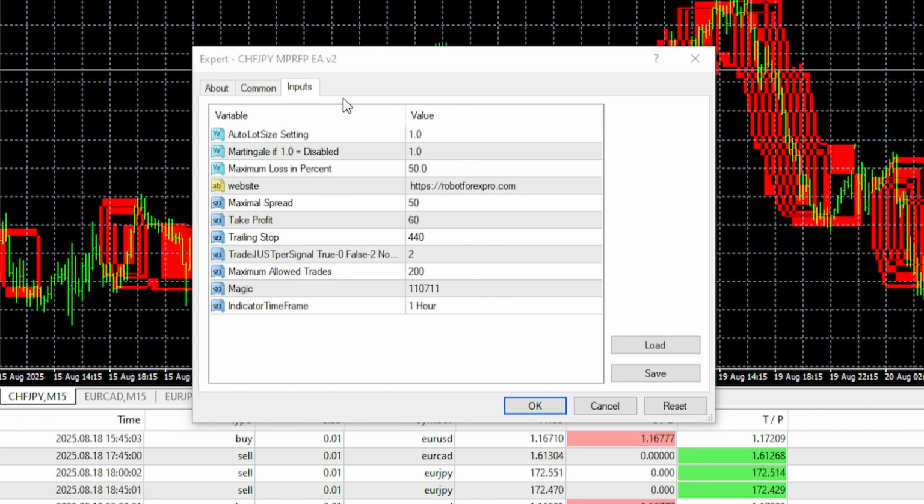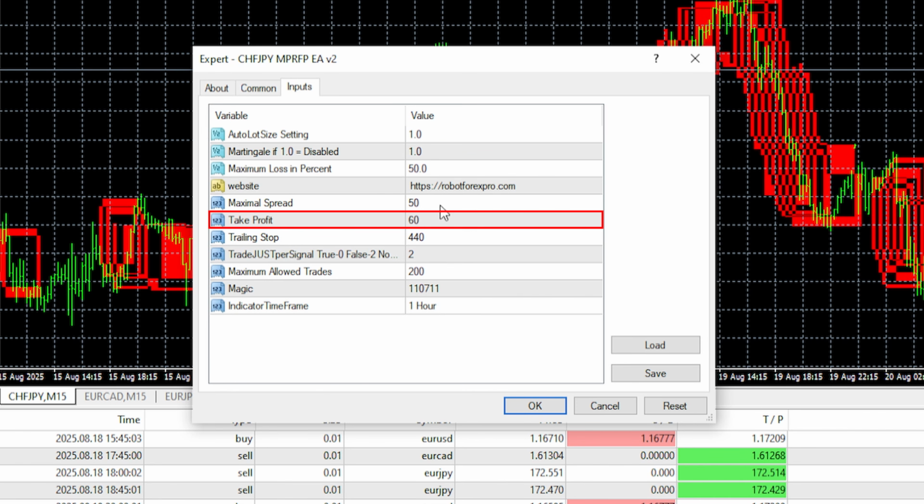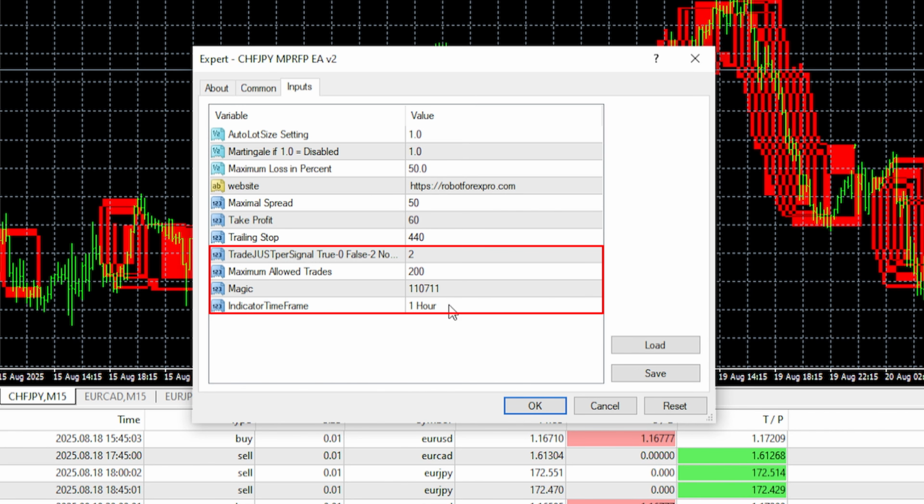And if I show you the properties, you will see that I have disabled the martingales, and when it's set to 1, it means that I'm using just the grid. The maximum loss in percent, as I said, is 50, and there is a take profit, a trailing stop loss, and a few more options that I can control.